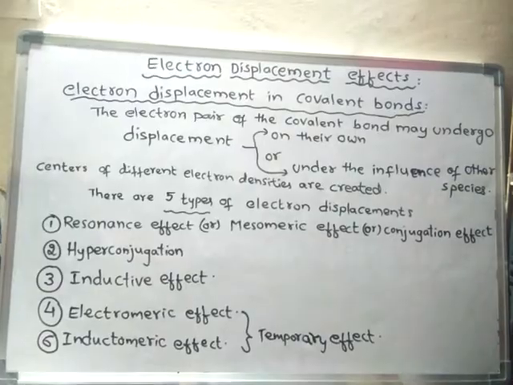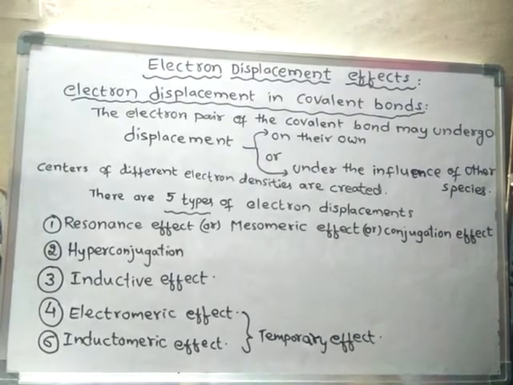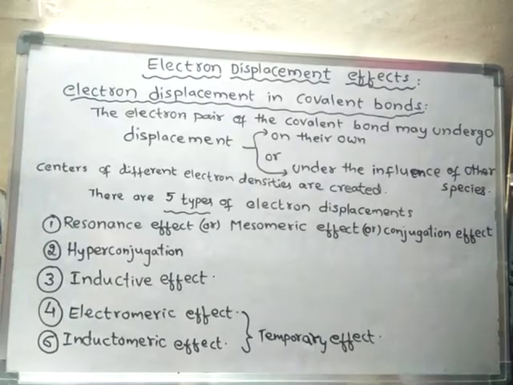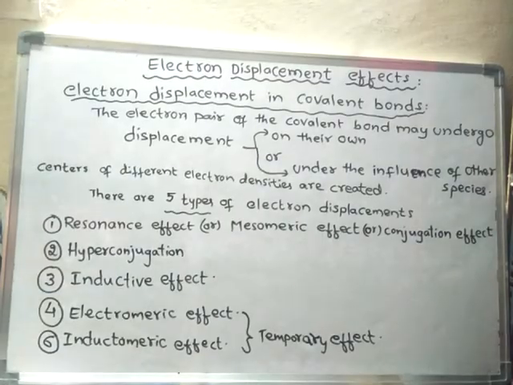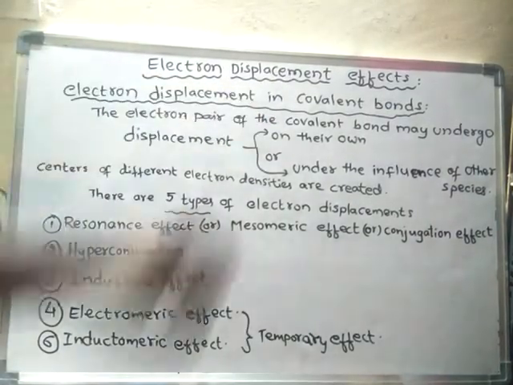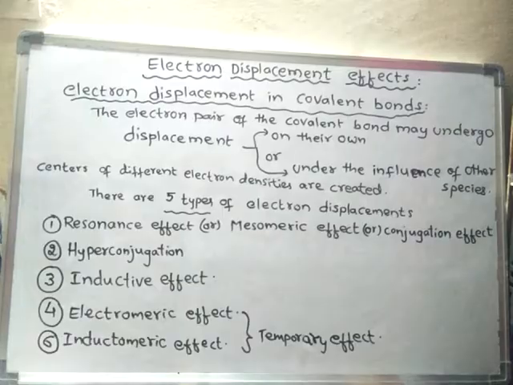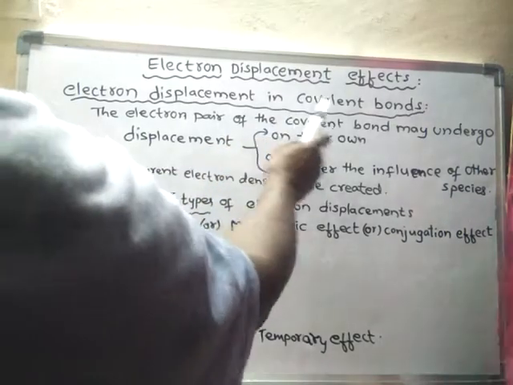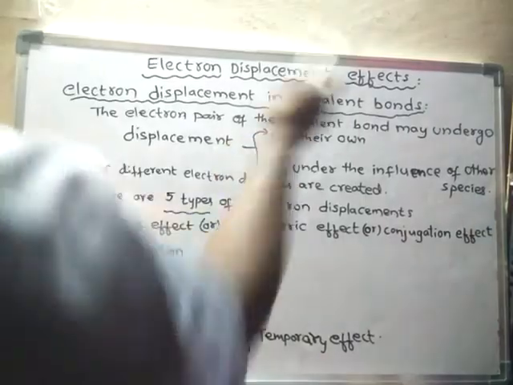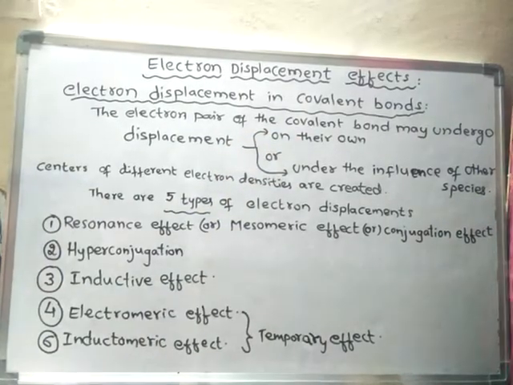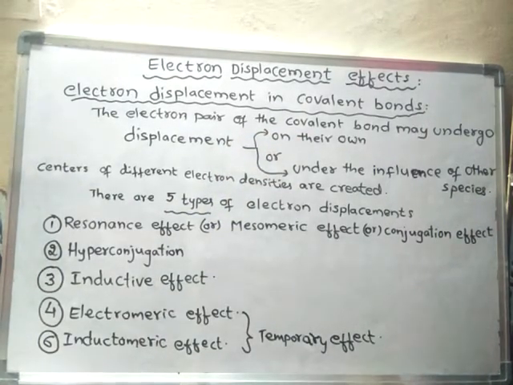So today we will learn about different types of electron displacement effects. What is the meaning of displacement? Displacement means a shifting of electrons. Which electrons? Shifting of electrons related to covalent bonds. So electron displacement in covalent bonds. The electrons which are related to covalent bonds, they will shift.